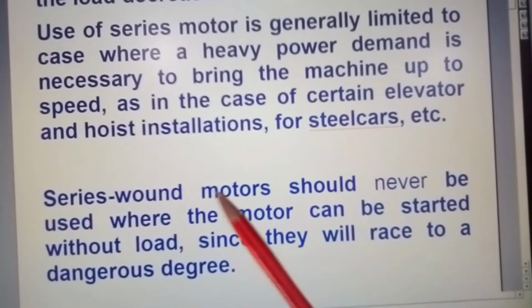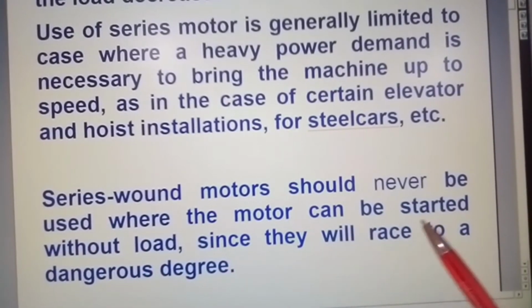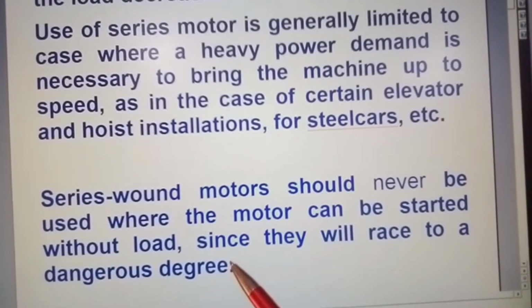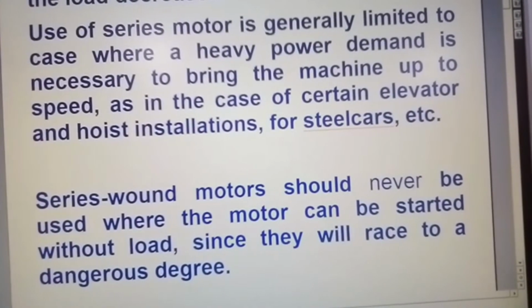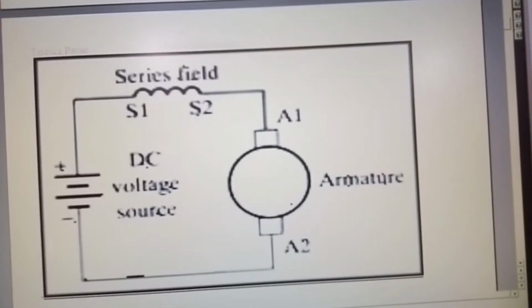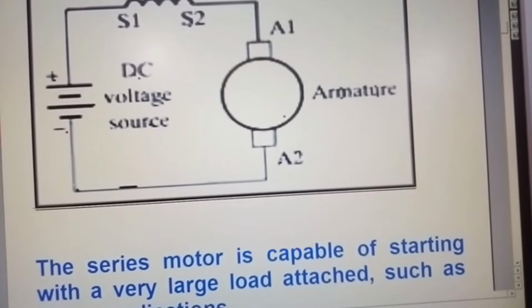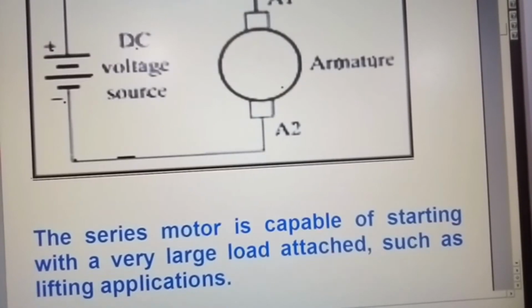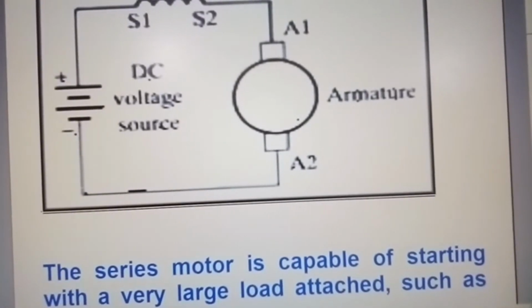Now, series wound motors should never be used where the motor can be started without load, since they will race to a dangerous degree. Okay. Here we have the series motor. Okay.